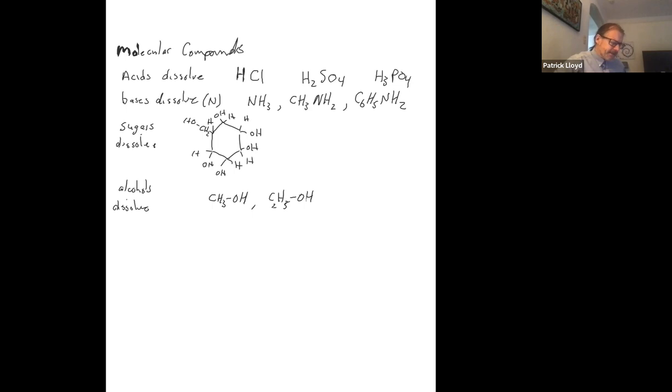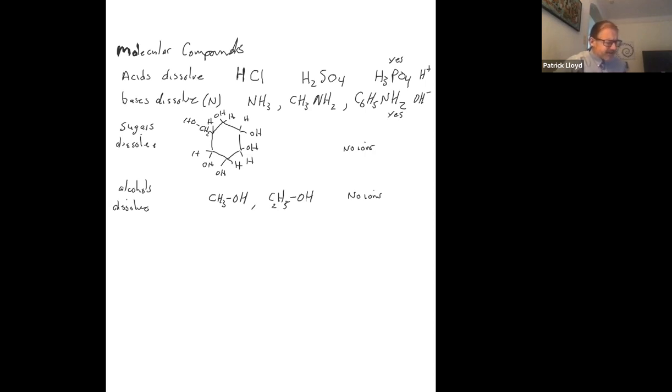Okay, so if they dissolve, the question is, do they form ions? And the answer is not here, no ions. Not here, no ions. Yes, they do form ions here. And yes, they do form ions here. Here, the ions they form is H+. Here, the ions they form is OH-. And we'll talk much more about those when we get to acids and bases. Okay, those are molecular compounds.